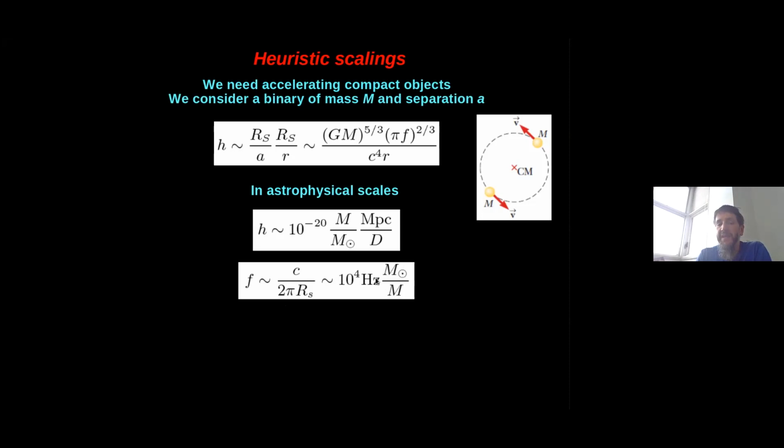Okay, and if you plug in this frequency in here, what you get is that the amplitude of the wave at the maximum frequency the source emits is proportional to the mass of the system, and inversely proportional to the distance. And those are the scales. Okay, 10 to the 4 Earths and 10 to the minus 20 strain.